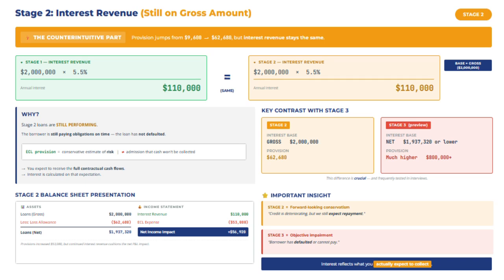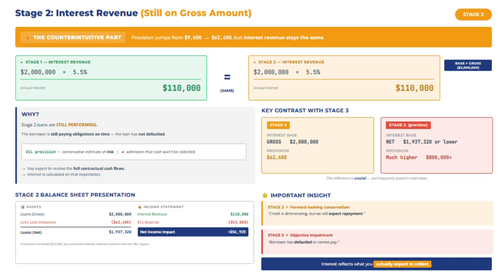Stage 2 is forward-looking conservatism. The provisions increase but interest stays the same because you still expect the repayment. Stage 3 is objective impairment. The borrower has defaulted or cannot pay. The interest accrues on the net and the provisions are massive. Now the interest reflects what you actually expect to collect. In stage 2, you still expect to collect everything, so interest stays on gross. The provisions capture the deterioration, but that doesn't change your revenue expectation.